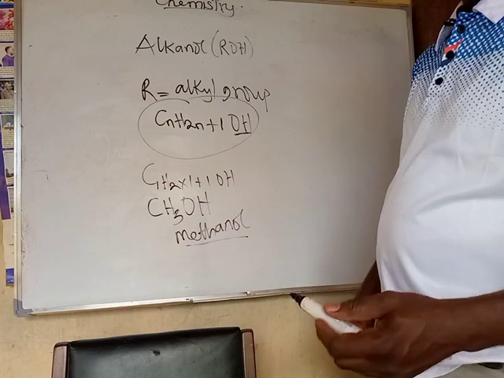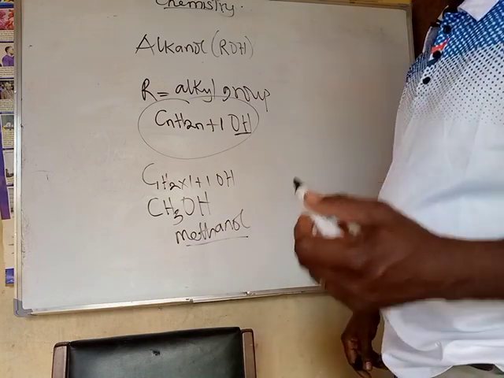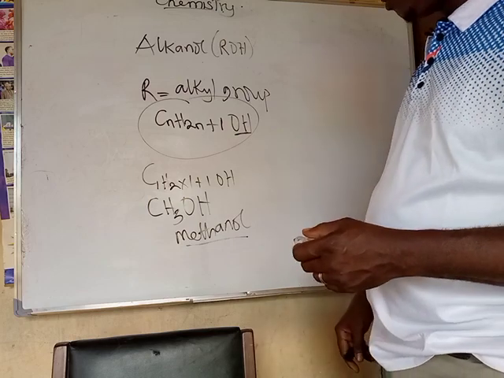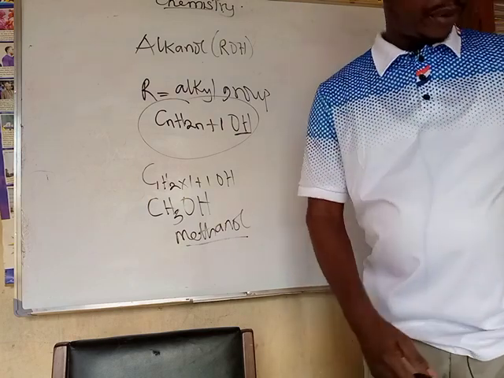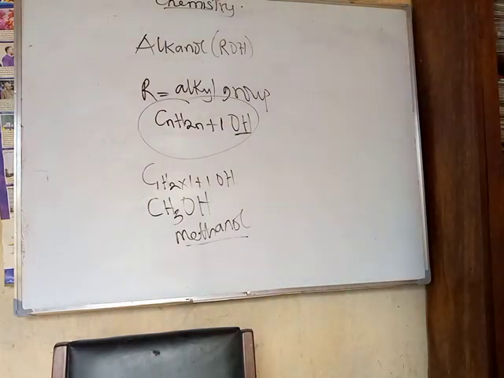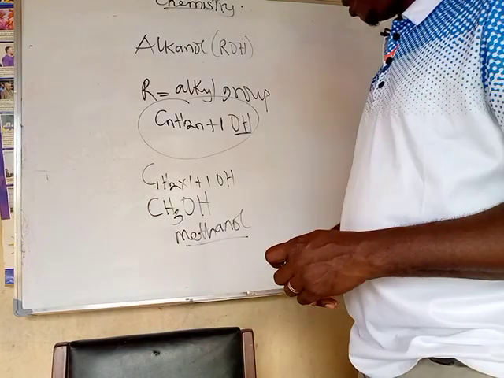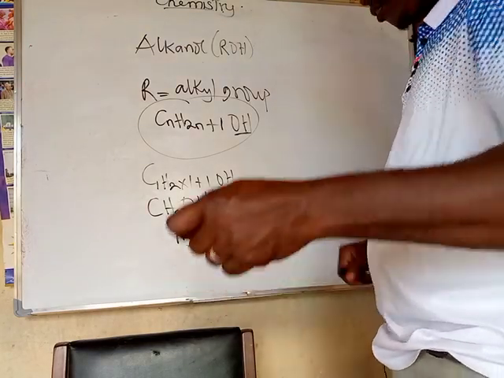Now, we are going to look at the three classes, or kinds, of alkanol, of which we have primary alkanol, secondary alkanol, and tertiary alkanol. Primary alkanol is simply represented thus.